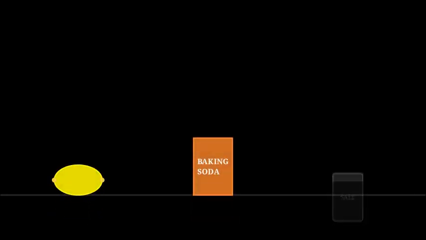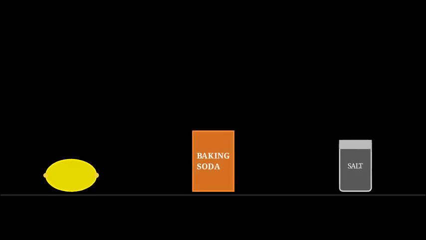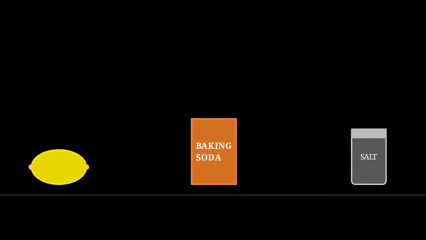Imagine you are standing in a kitchen. You see a lemon, a box of baking soda, and a jar of table salt. To the naked eye, they are just ingredients. But to a chemist, they are a vibrant landscape of moving protons, shifting electrons, and delicate balances of power.